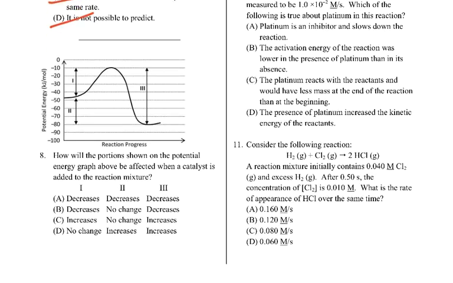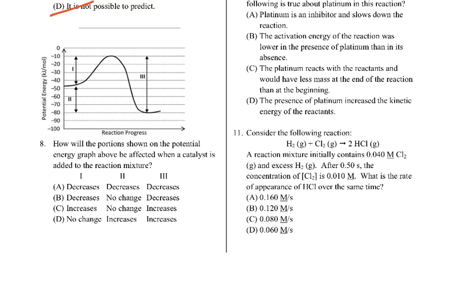Now back to question 8. How will the portions shown on the potential energy graph above be affected when a catalyst is added? Well, first let's look at it. When we get a catalyst, that is going to start at the same place, it's going to end at the same place, but in between it's going to be lower. How much lower? That's not really important.